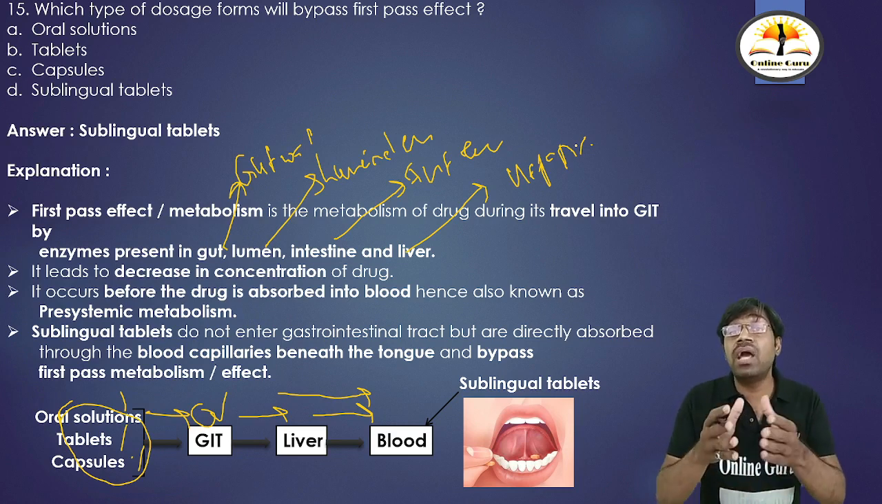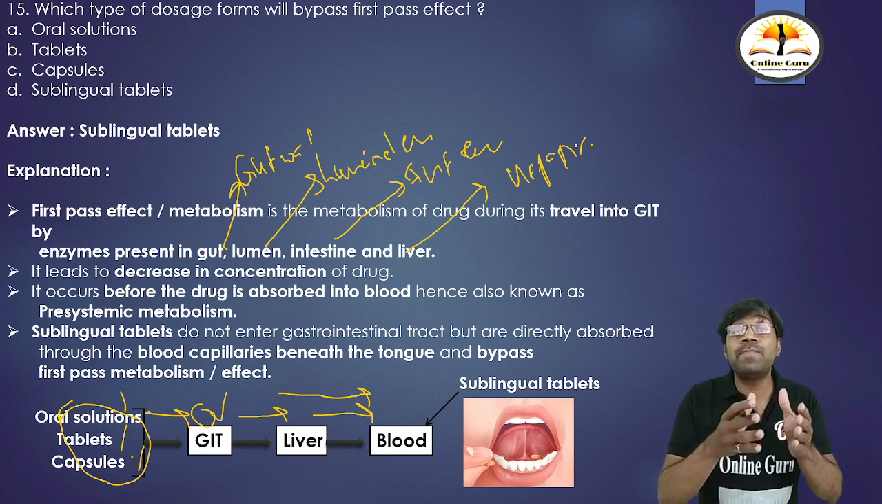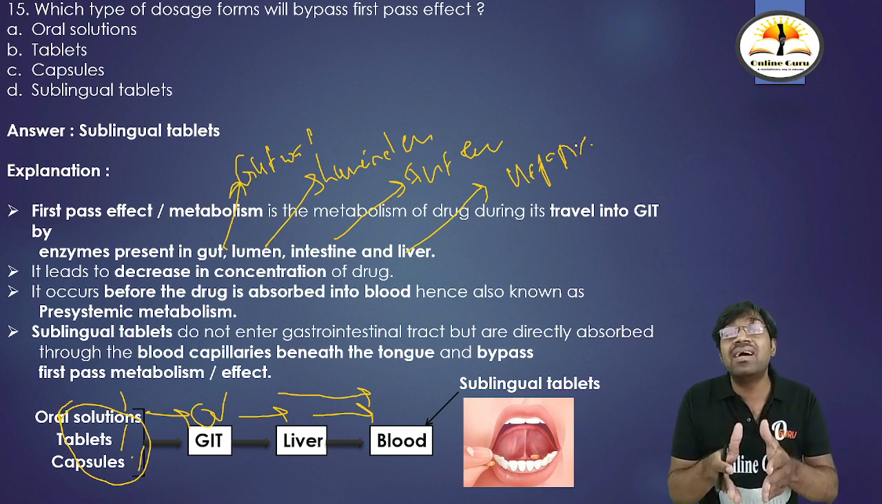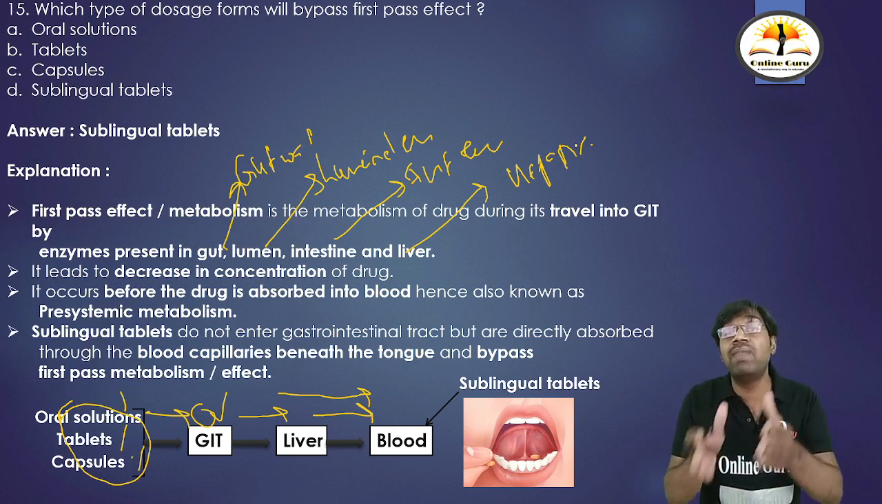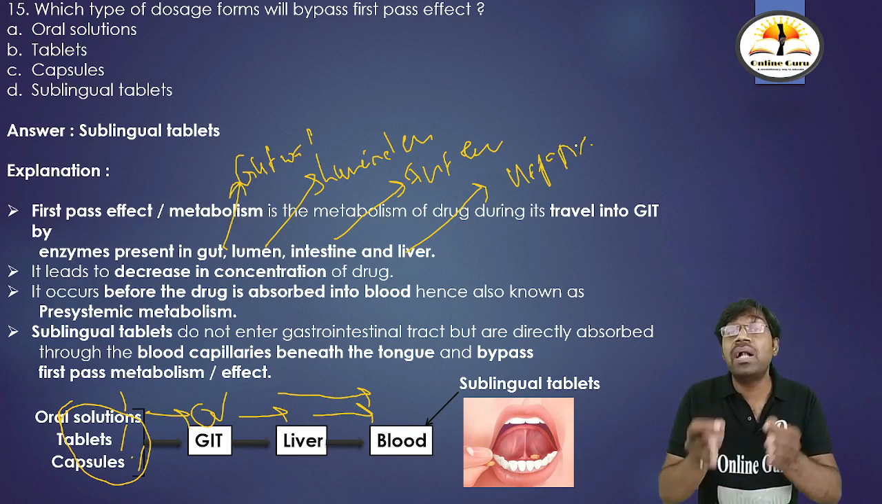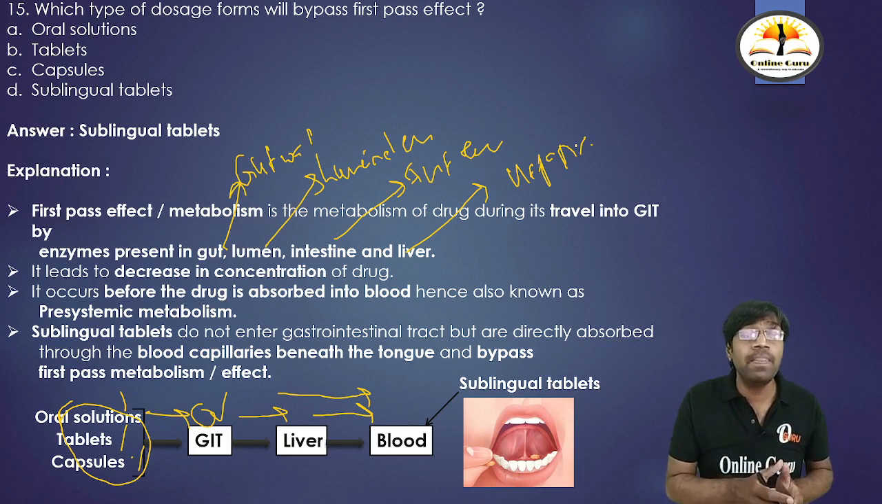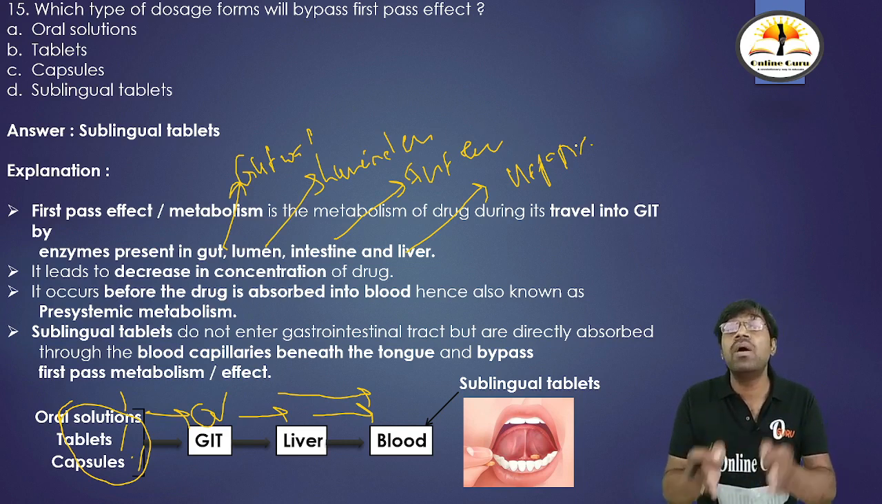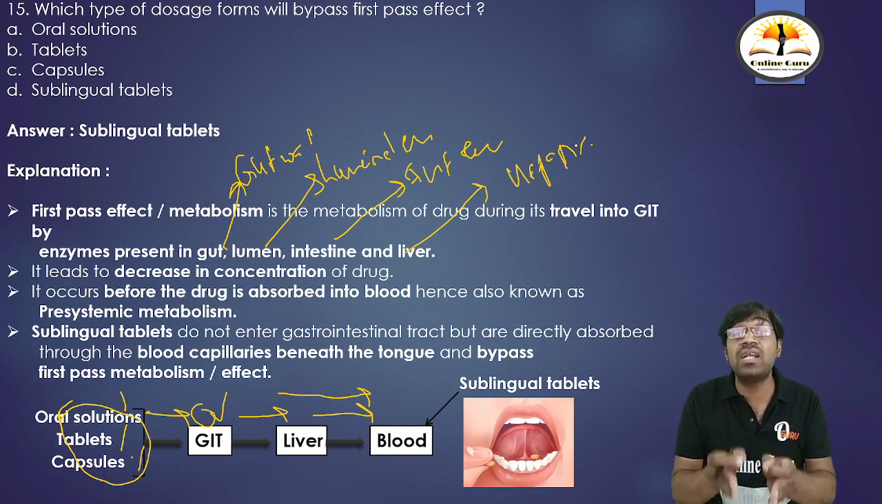And this particular process, or this particular metabolism of the drug before it is reaching into the blood, means before absorption of the drug into the blood, it is called as pre-systemic metabolism. Means the particular metabolism of drug before reaching into the blood is called as pre-systemic metabolism, also known as first pass effect or first pass metabolism.